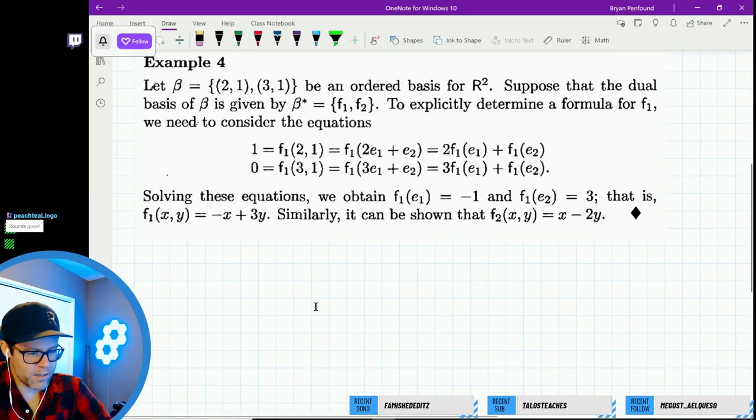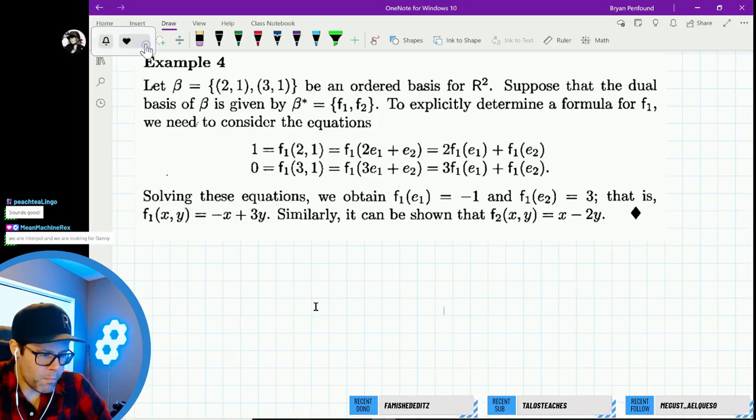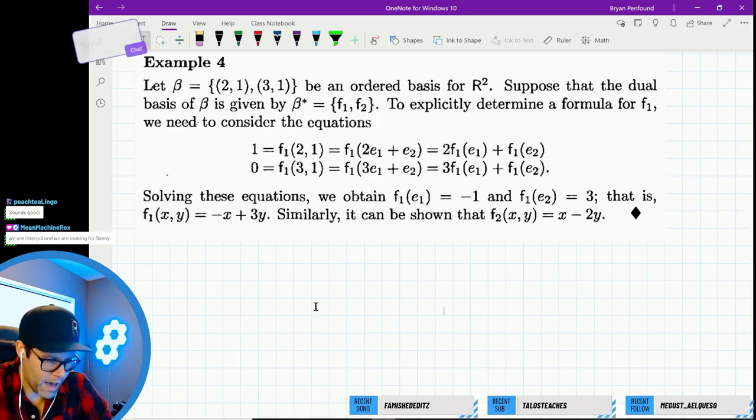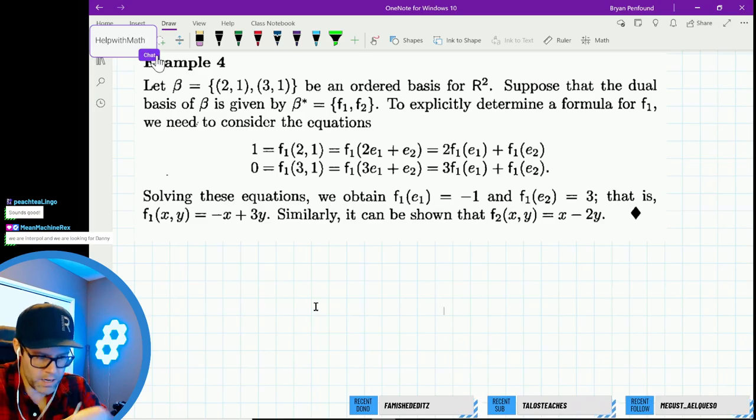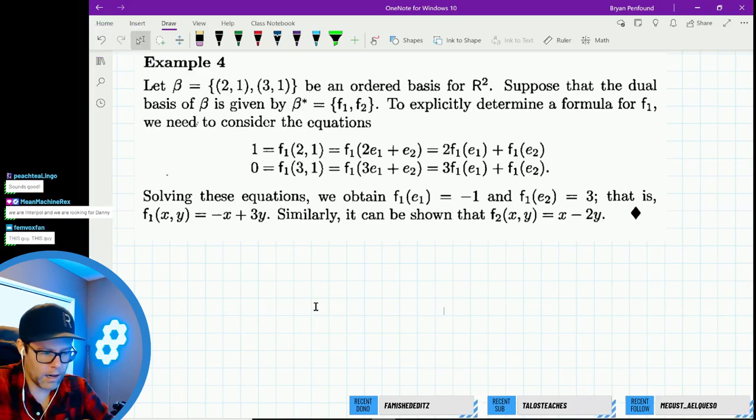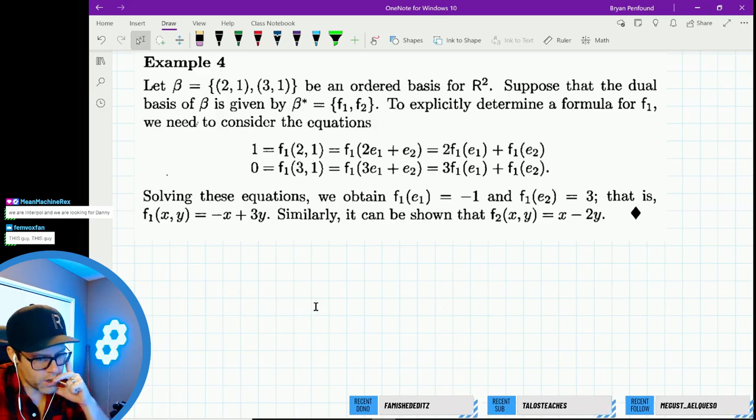Okay, so ordered basis for R2. Suppose that the dual basis of beta is given by F1, F2. Right, so we know that this B star is going to be a basis for the dual space. To explicitly determine a formula for F1, we need to consider the equations.